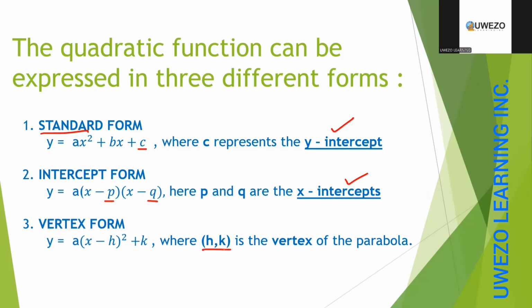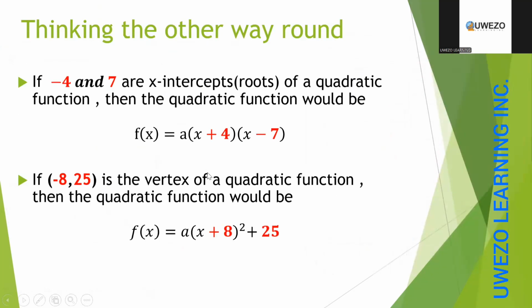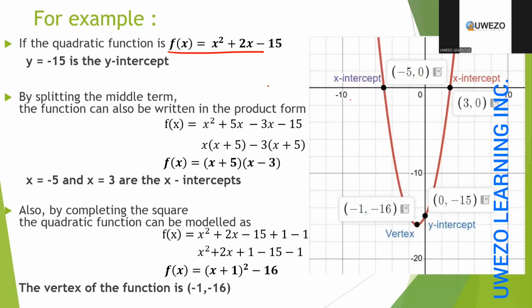And if (h, k) is the peak point of the parabola, we can write the function as a times x minus x coordinate of the vertex whole square plus the y coordinate of the vertex. For example, there is a quadratic function f of x equals x squared minus 2x minus 15. Here, by splitting the middle term, we can factorize and get the factors. And if the factors are x plus 5 and x minus 3, the x-intercepts would be negative 5 and positive 3. This is the factor form.